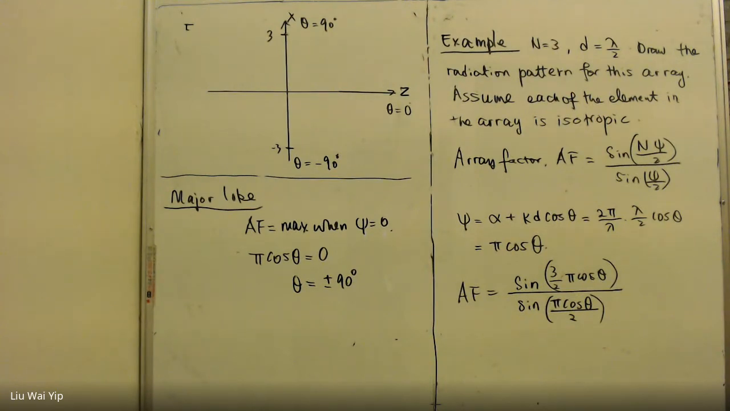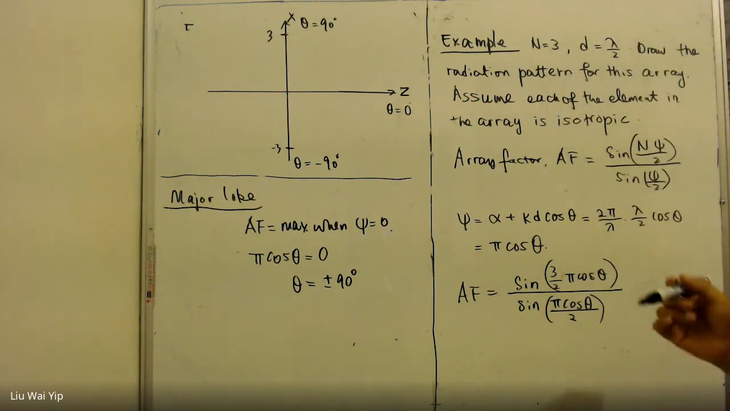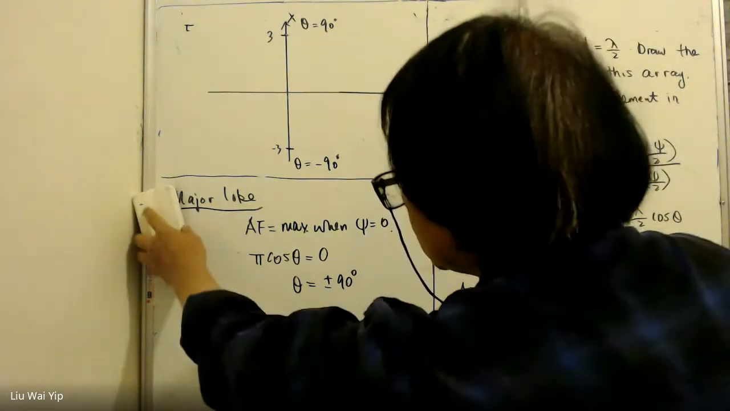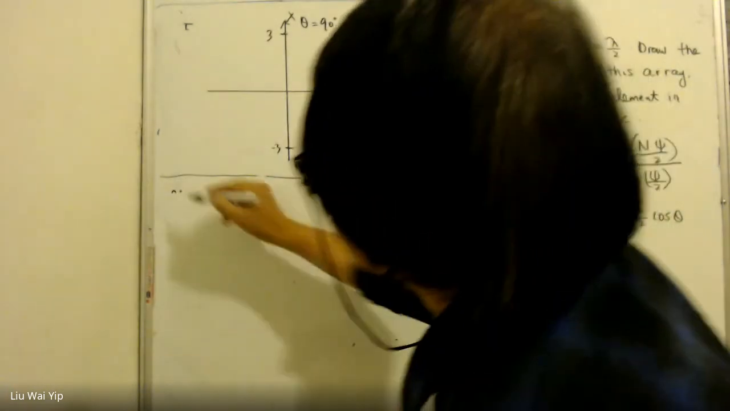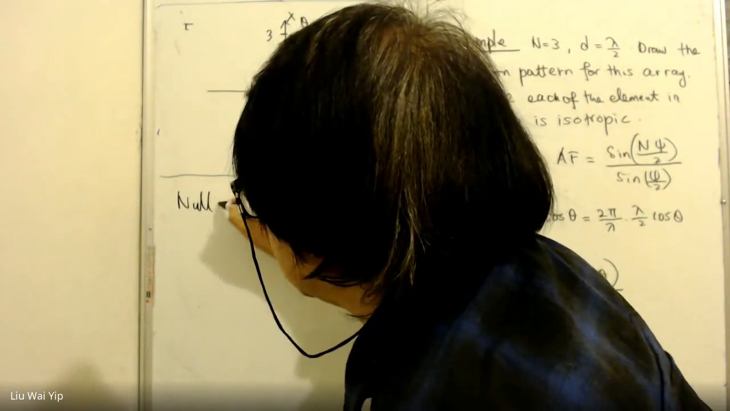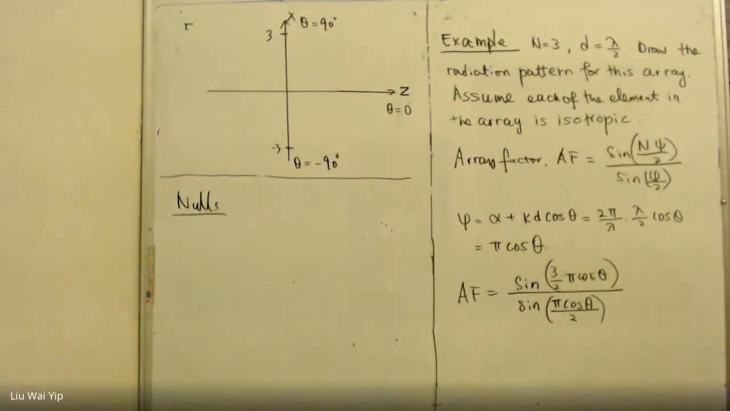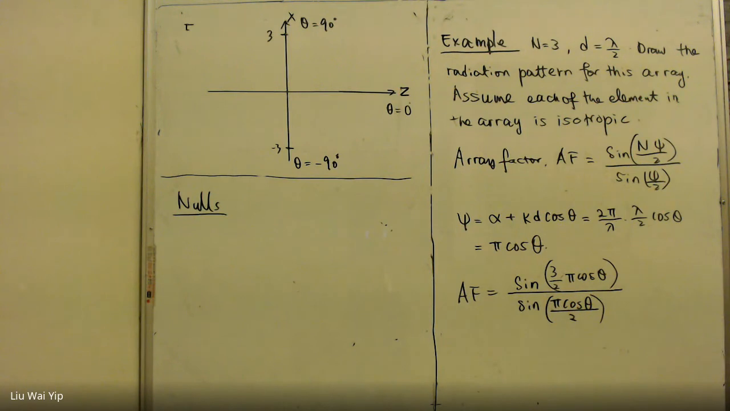The second thing that we need to know is the first null. So I'm going to show you. We need to find out all the nulls. Nulls happen when the array factor is equal to 0.